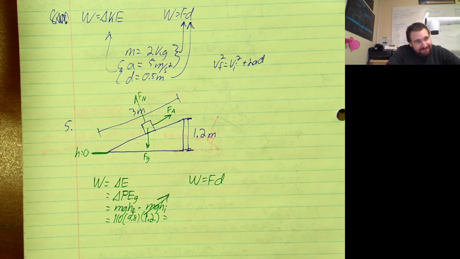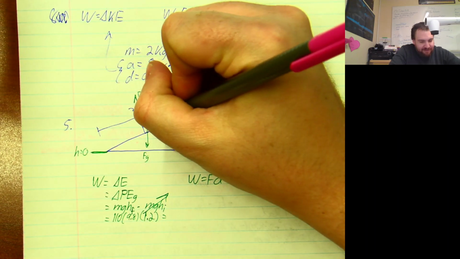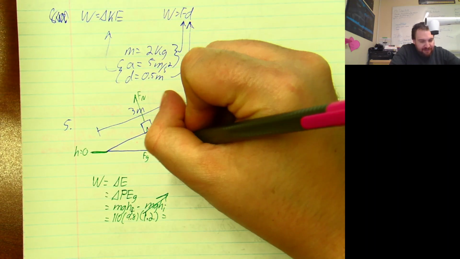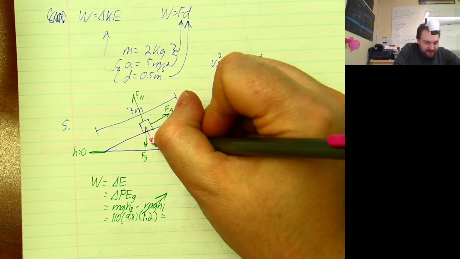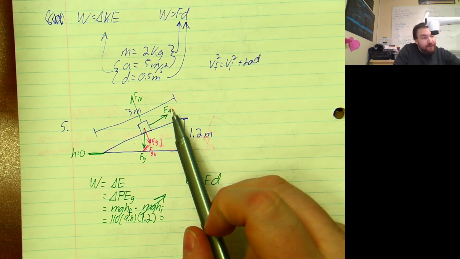Because we're on an incline. We did inclines last chapter. So what is balanced with Fn and Fa? Fg parallel and Fg perpendicular. Here's my Fg perpendicular to the incline. That's going to balance out with my Fn. This right here is my Fg parallel. That's going to balance out with my Fa.